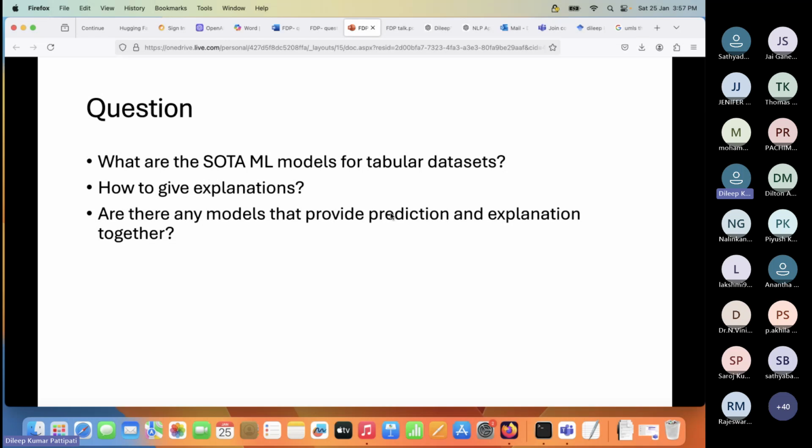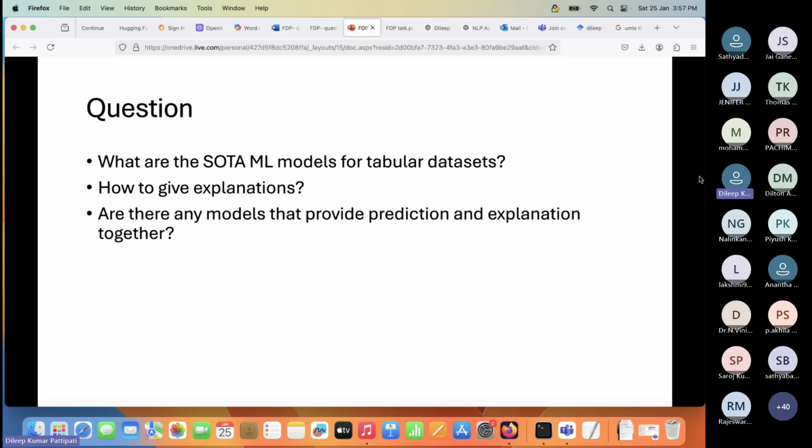I told you these are all tabular data sets. So again, I have a question for you. What are the state of the art ML models for tabular data sets? Should we use LLMs? Are LLMs good for tabular data sets, or is there any other model required? And how are we going to give explanations to these things? First, we'll go into the first two questions.